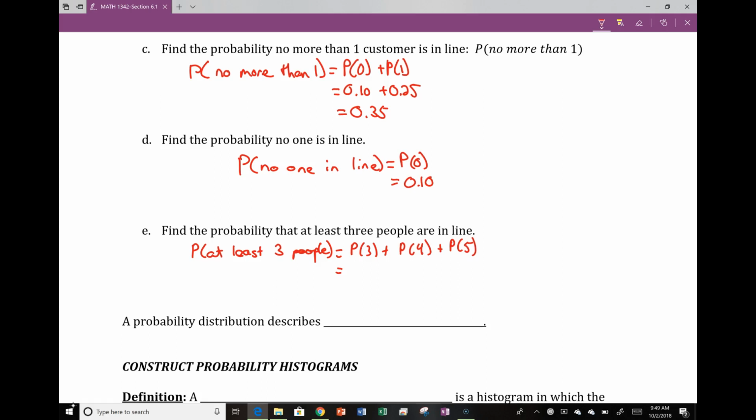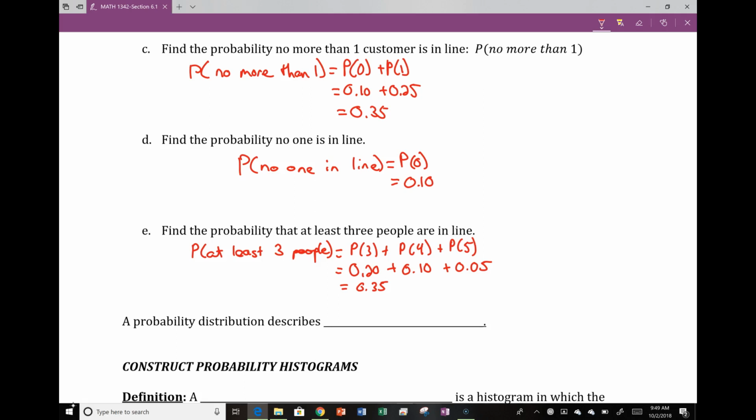So the probability of 3 people being in line was 0.20. The probability of 4 people was 0.10. And the probability of 5 was 0.05. I add these up and I get 0.35. So the probability that at least 3 people are in line is 0.35.